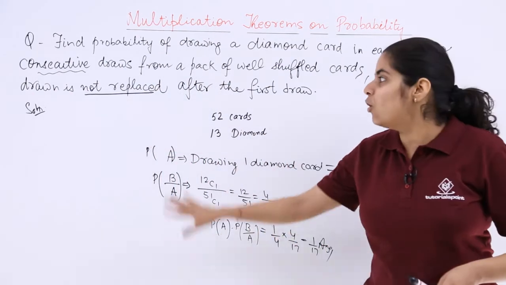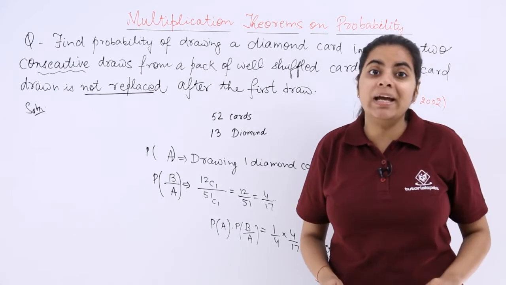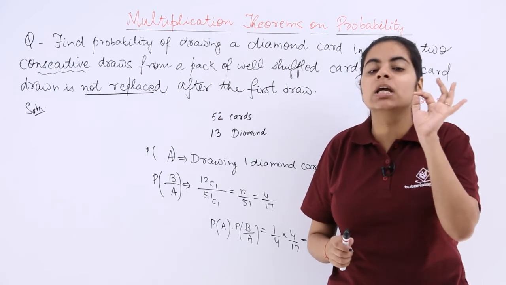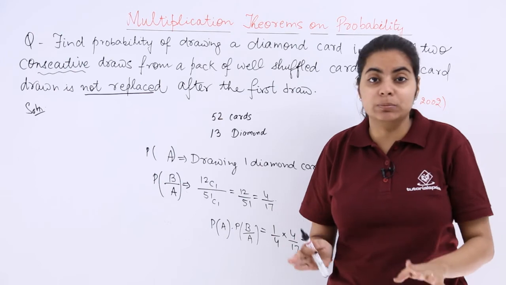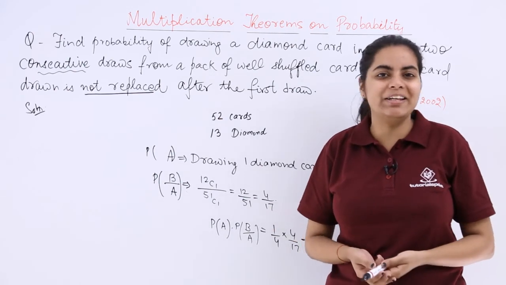So this is how you do this kind of a question. You have to pay attention to each and every word of the question with regard to the chapter of probability, and then the formulas, and then your question is done.